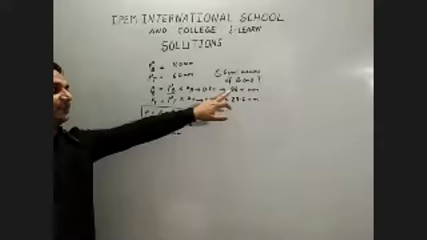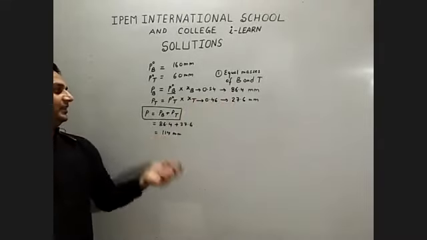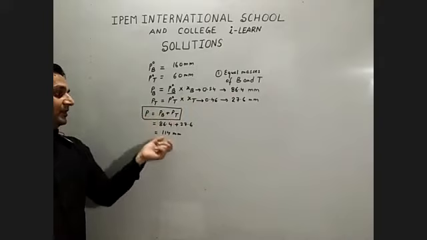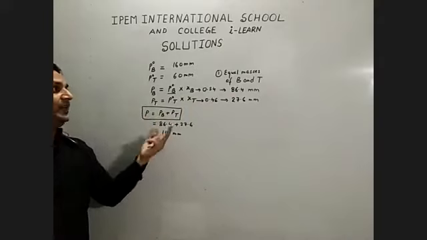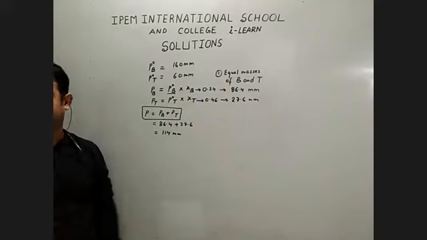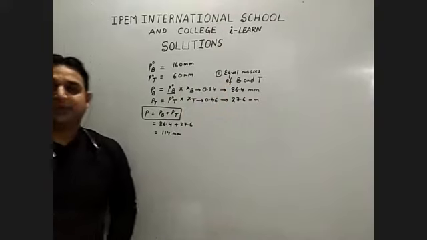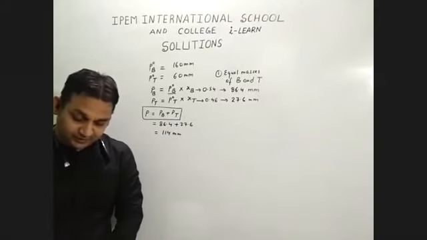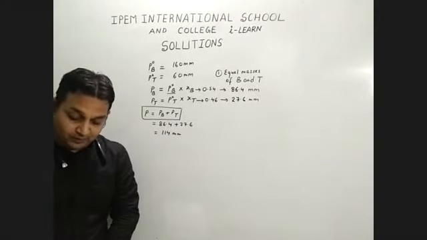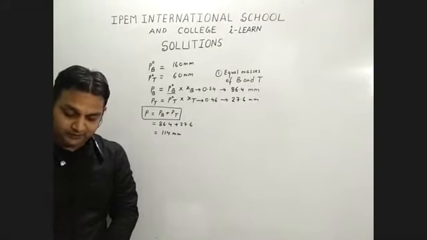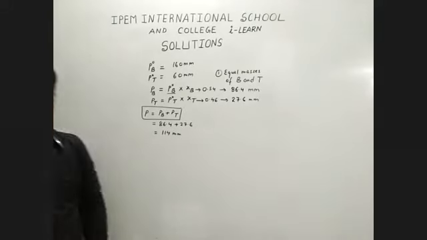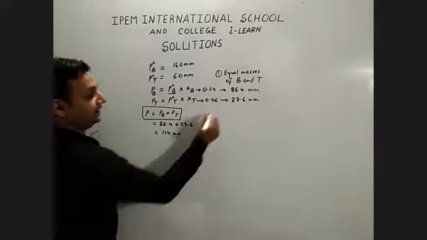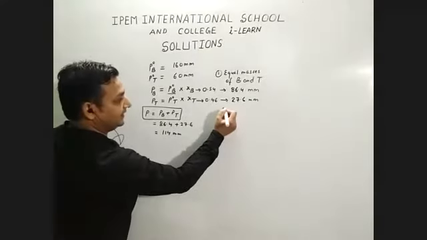So this is 86.4 and 27.6. We got the total vapor pressure of the mixture, 114 mm, when equal masses of benzene and toluene are there. All right. We got it. Now second, they said equal moles of benzene and toluene are mixed. Second condition.